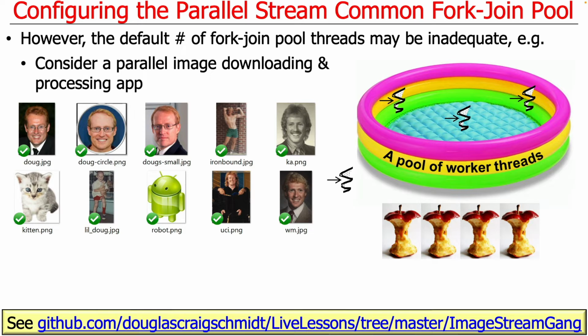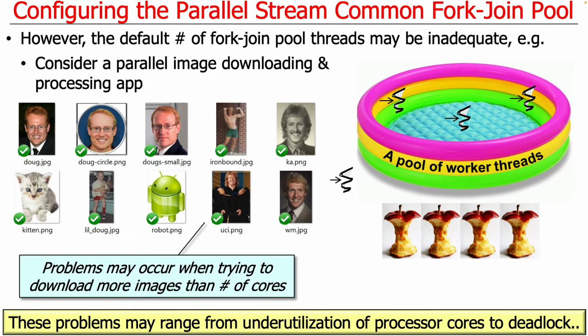We've got 4 cores, so we'll have 4 threads. Why would that be a problem? Well, the typical issue here is that you're going to underutilize the processor cores. And why would you do that? You would underutilize the processor cores because whenever a thread goes to download an image, it could take a while to download it. And as a consequence, during that time, that thread will block waiting for the I/O to complete.